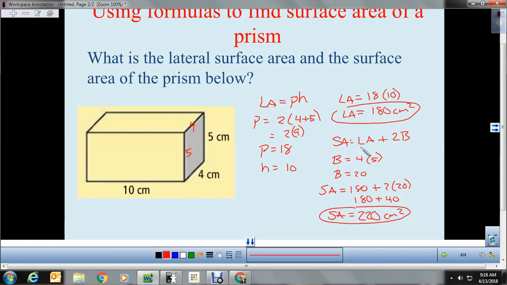So the surface area is going to be the lateral area plus 2 times the area of the base. We know the lateral area to be the 180. So the area of the base is a rectangular shape, so that means we're going to use base times height. 4 times 5 gives us 20. So now we're going to plug it into our equation. 180 plus 2 times 20. So that's 180 plus 40, which gives us 220 square centimeters.